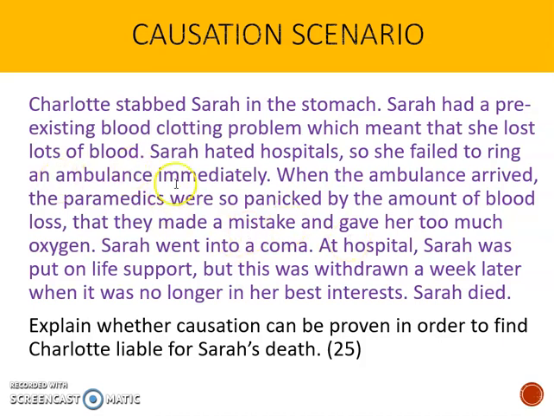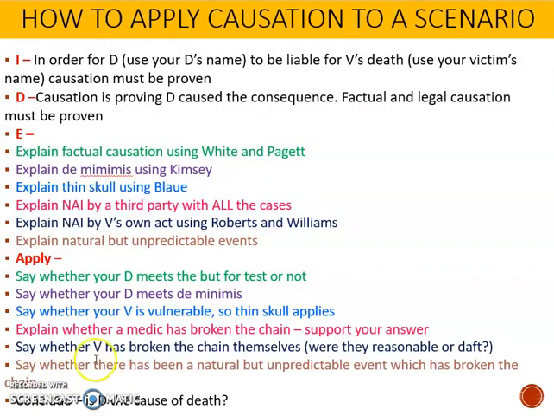And that's giving you a clue as to your application. So when I'm applying the law there, whether the medical people have broken the chain, I'd be saying they did make a mistake, but it's not as bad as Jordan because it's only happened once. It's not palpably wrong. We're going to follow the general rule from Smith and Cheshire. You'd then go through and talk about whether the victim has potentially broken the chain themselves. Were they reasonable or daft?